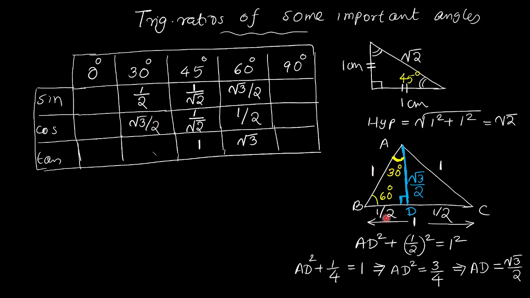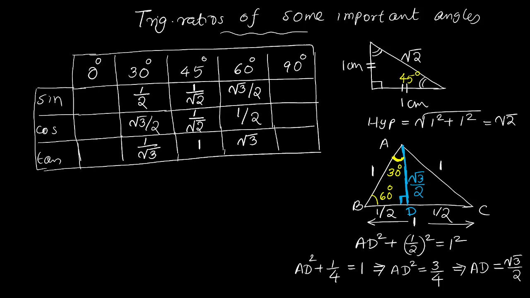Tan 30 will be opposite by adjacent, like this. Opposite by adjacent. 2 cancels. You will get 1 by root 3. All these values you have to memorize. In case you forget, you can derive them like this. But never forget, it is required. Not only in 10th standard, in the higher classes also, we require all these values.